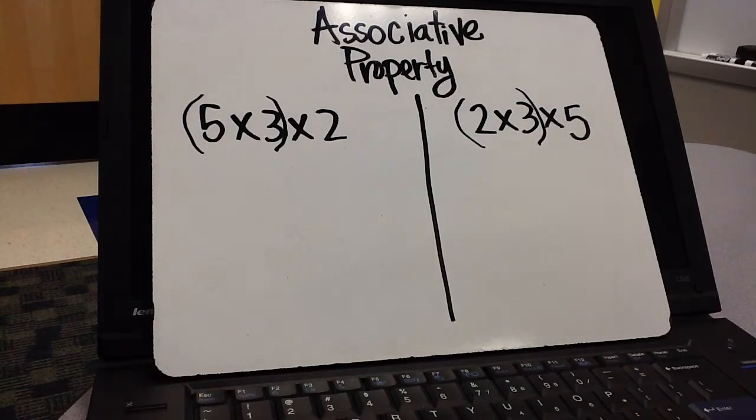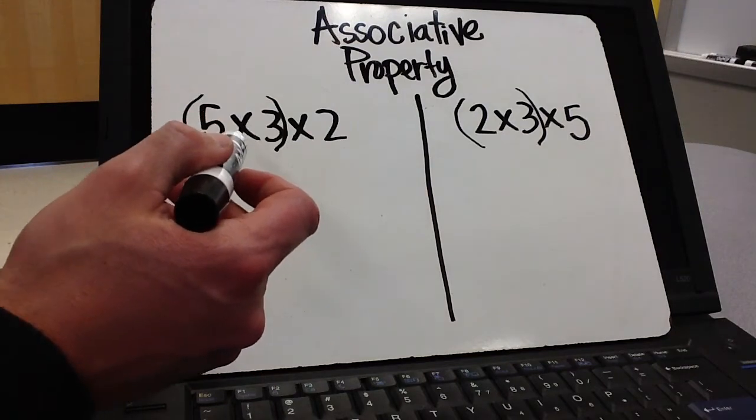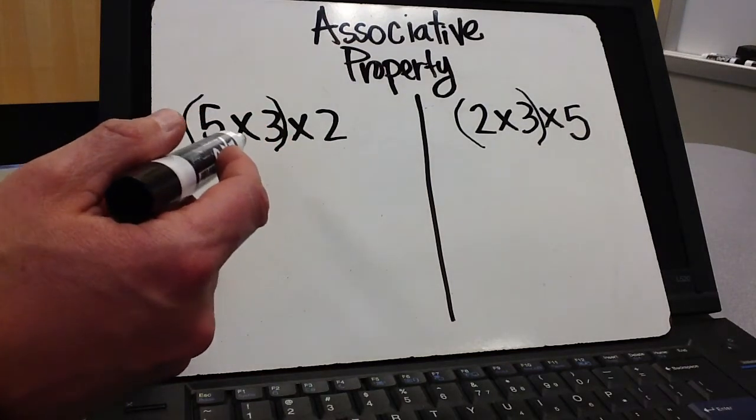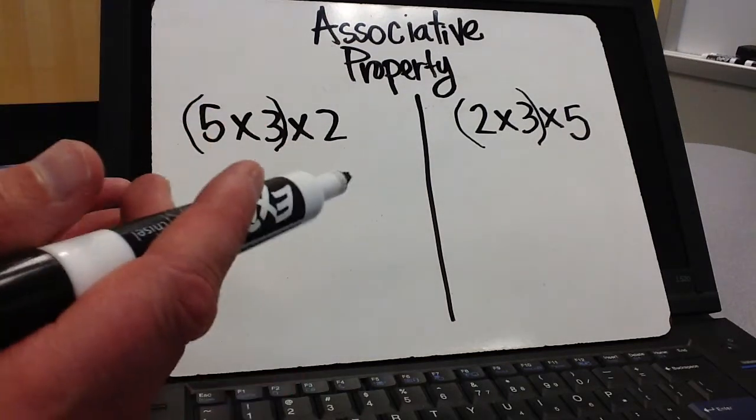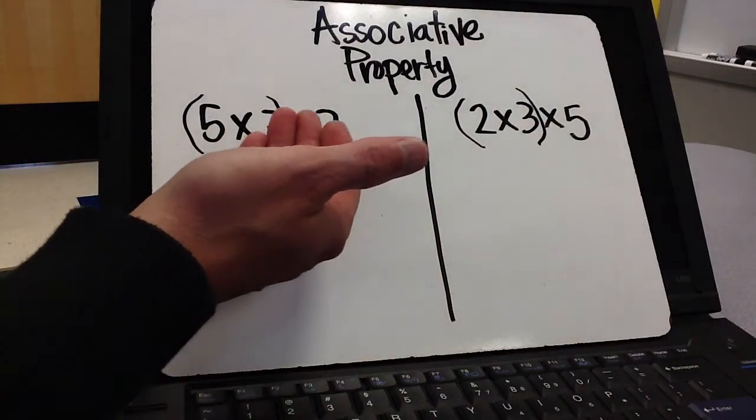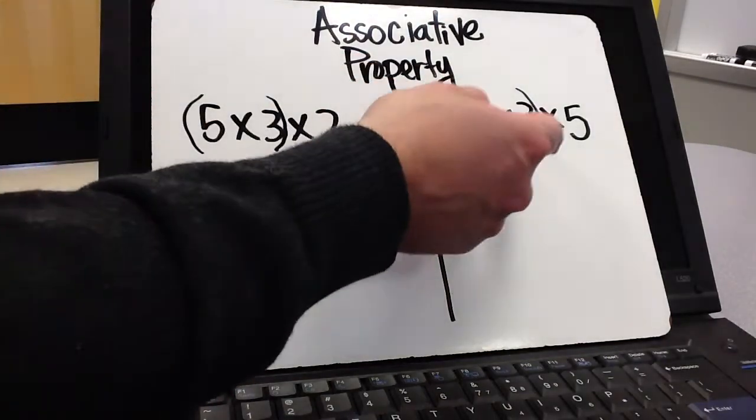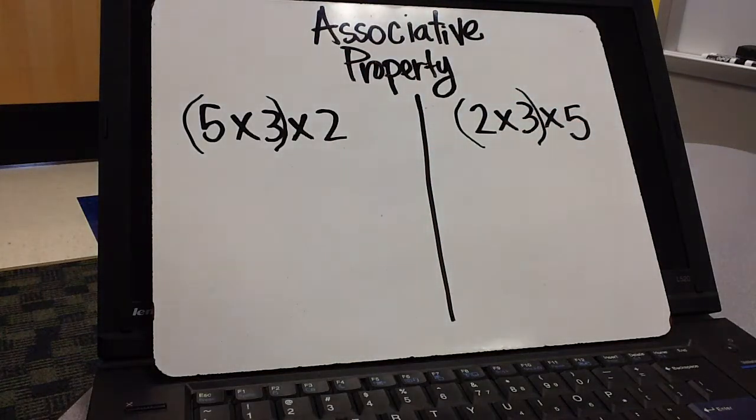Okay, so here's what the associative property says. The associative property basically says that the answer, or the product of an equation, will stay the same no matter the grouping of the numbers. So 5 times 3 times 2, and then I switch the groupings of the numbers, 2 times 3 times 5, both should have the same answer.